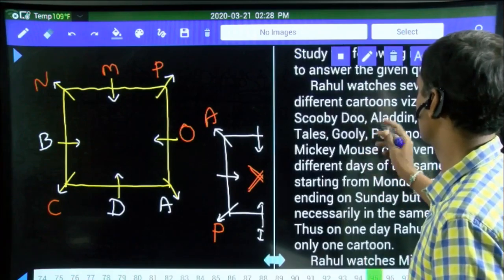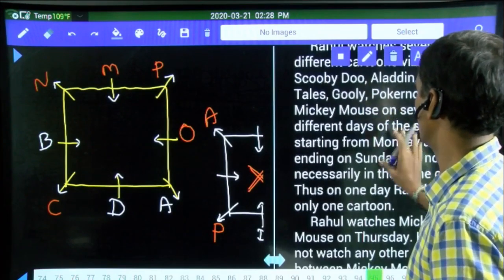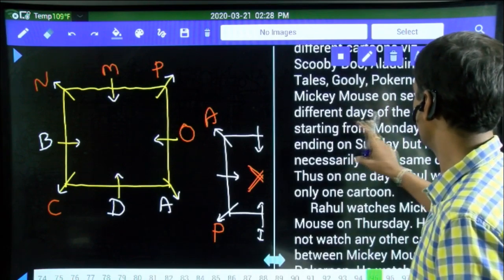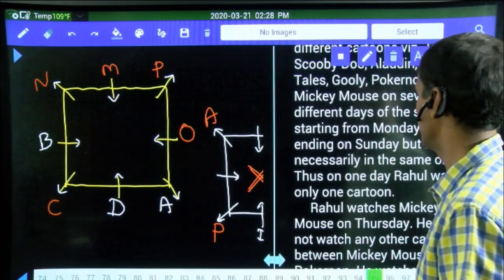Rahul watches 7 different cartoons, tailspin and so on. 7 different cartoons on 7 different days of the same week starting from Monday and ending on Sunday.